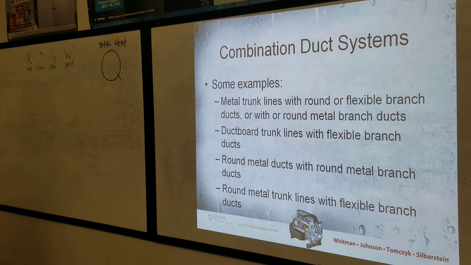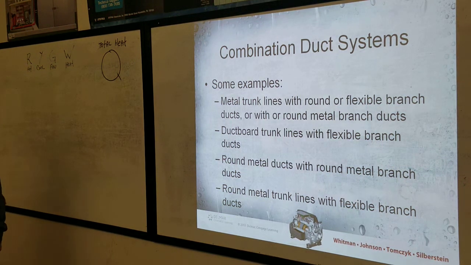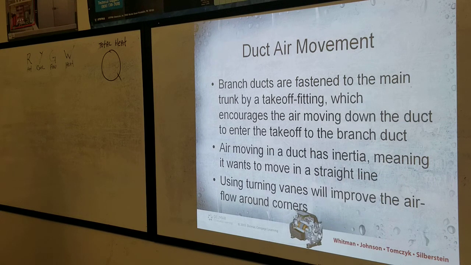Combined duct systems. Some examples: metal trunk lined with round or flex branch duct, or round metal branch duct. Duct or trunk lined with flex branch duct. Round metal ducts with round metal branch ducts. Round metal trunk lines with flex branch ducts. Okay, so all they're saying here is we can use a combination of anything to make the ducts work, as long as it's the correct size.